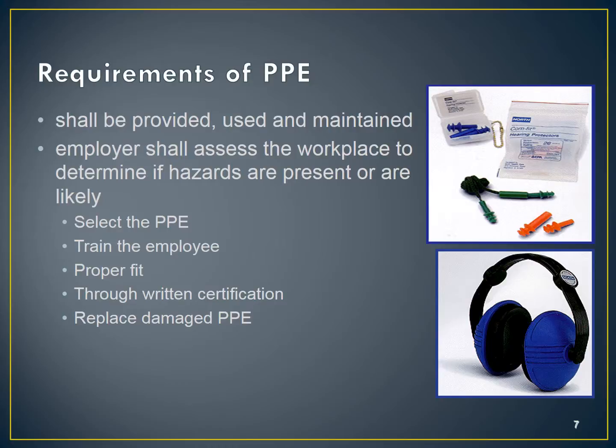Now the next thing you have to train to is proper fit. Using hearing protection as an example, different people have different sizes of canals in their ear, and one that may work for one employee might not work for another employee, which might not work for another employee. And so you do have to make sure that you offer at least 2 or 3 different types so that the person could actually get something that fits them and is going to be useful. You also have to do all of this through written certification. Once again, lots of paperwork.